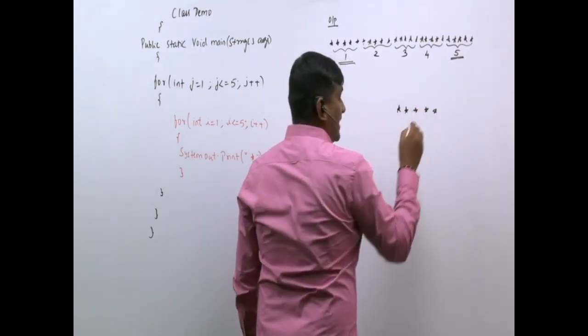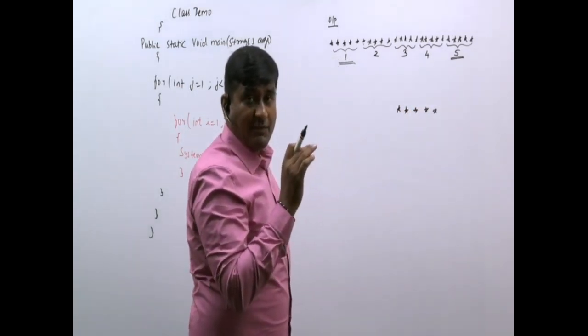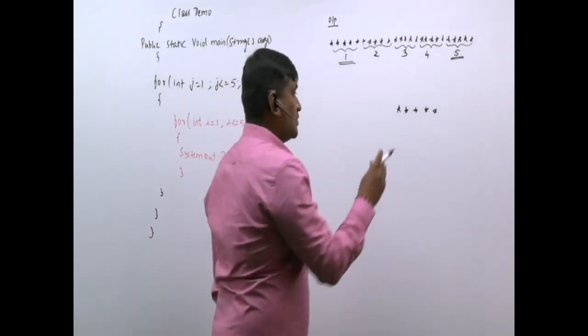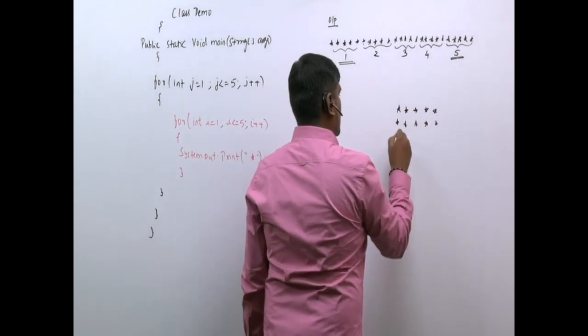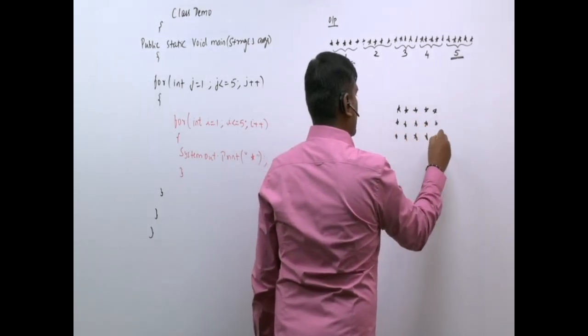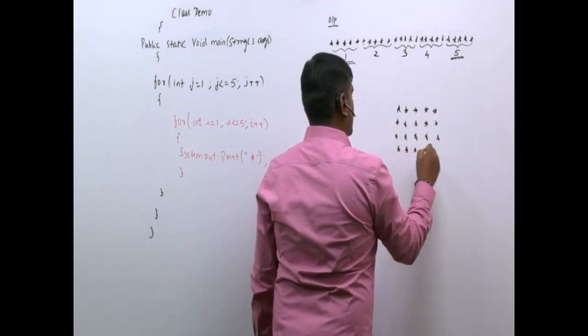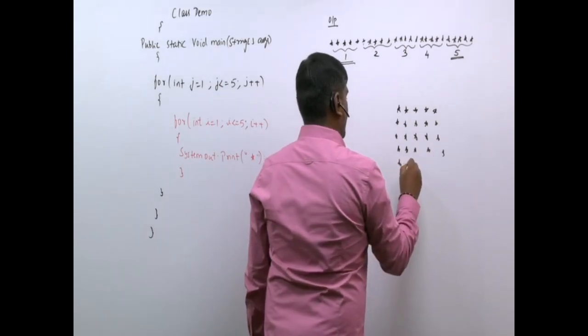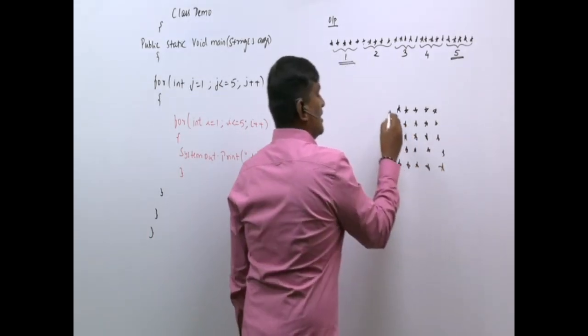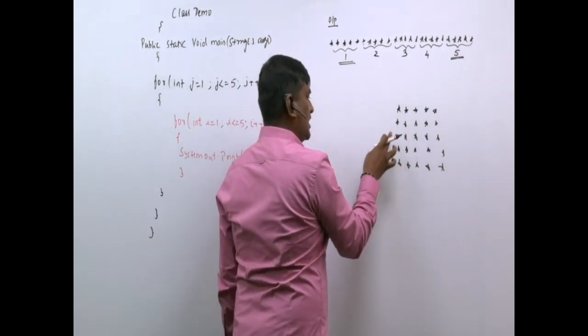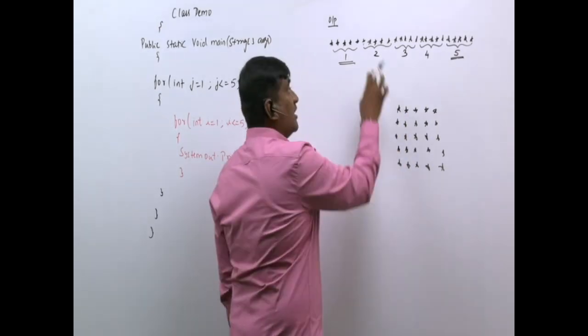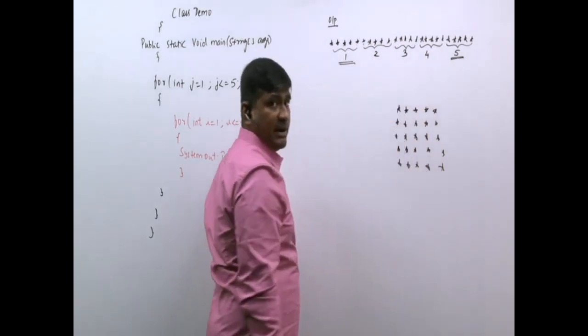You should display 5 stars 5 times, but all the 5 stars should be in separate rows. So 5 stars, next 5 stars, next 5 stars, next 5 stars, next 5 stars. See here, you should write a program to display 5 stars. How many times? 5 times only: 1, 2, 3, 4, 5 times. But instead of in the same row, I have displayed them in different rows.